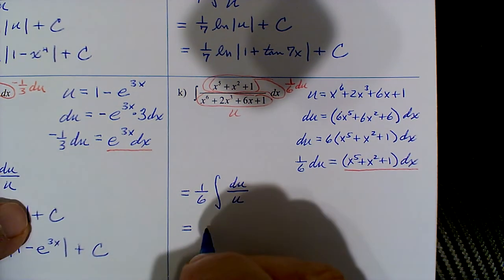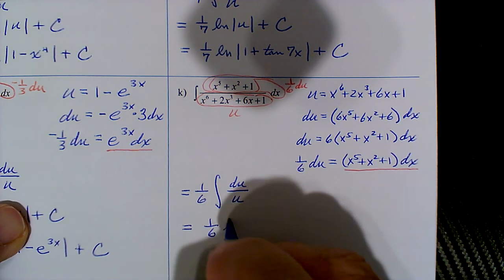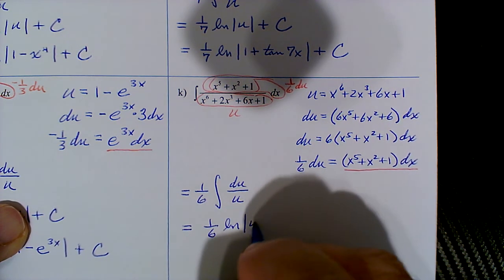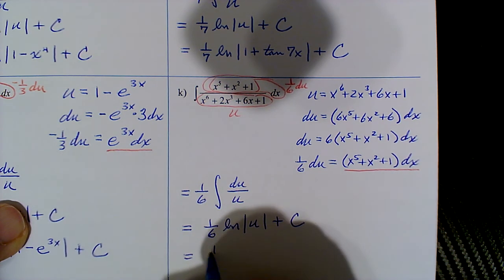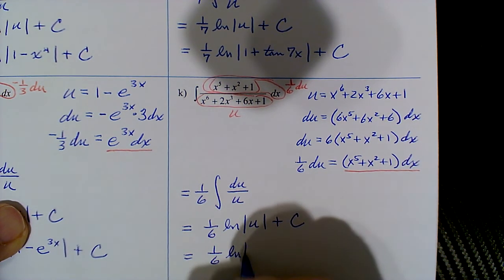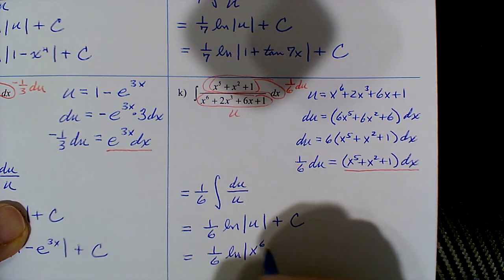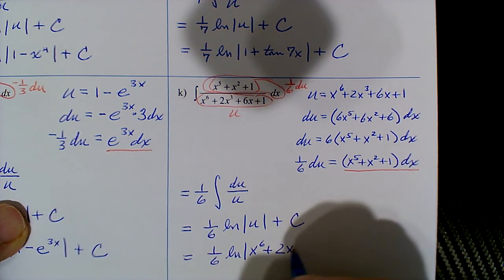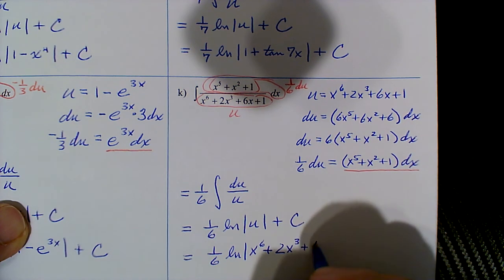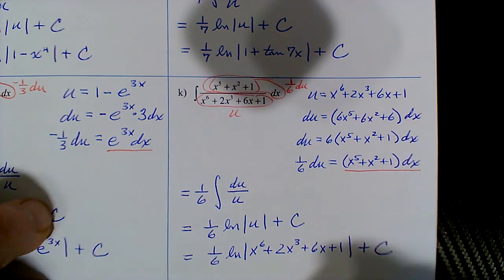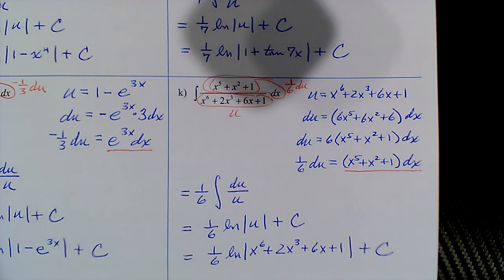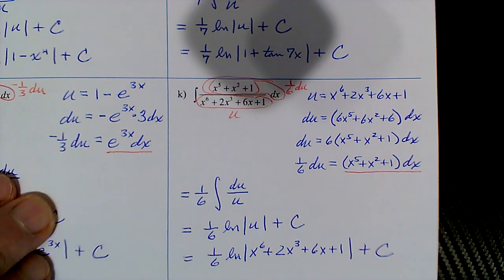And then there's 2 steps left. Integration: 1/6 tags along, du over u integrates to the natural log of the absolute value of u, and then we back substitute. So 1/6 natural log absolute value. Make sure you put back the correct u, that was the x to the 6th plus 2x cubed plus 6x plus 1. Don't forget, close up the absolute values and carry along the constant. Alright, so those were nice examples of fitting the form of du over u.